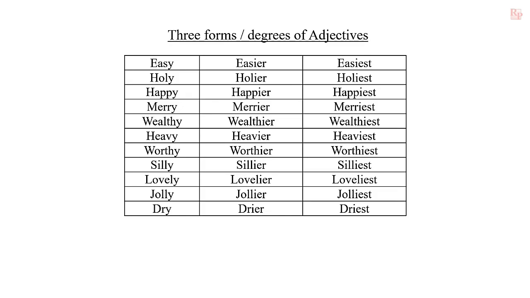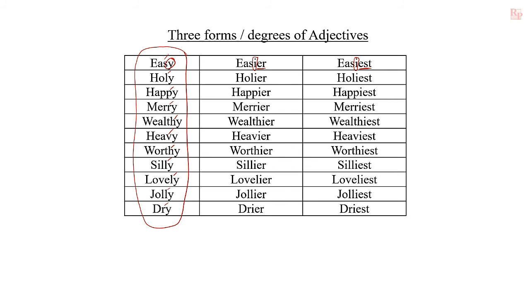Easy, easier, easiest. All these adjectives end with Y, and in the comparative form of the adjectives, all the Y's are removed. In that place, I is added, and again after that ER is added to make it comparative, and EST is added to make it superlative. Then practice them. Easy, easier, easiest.